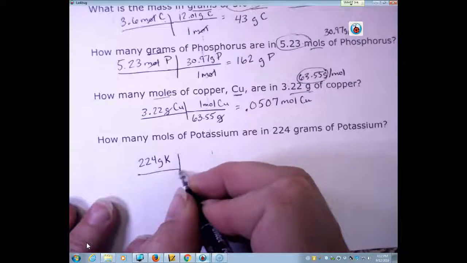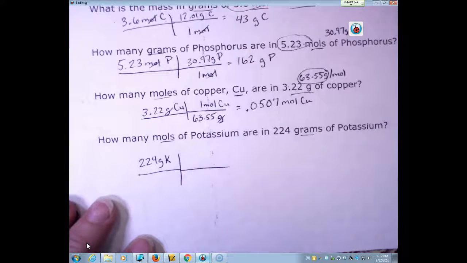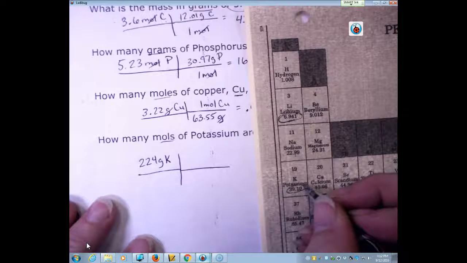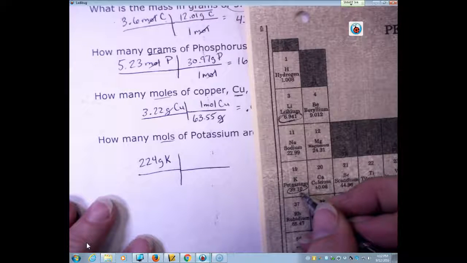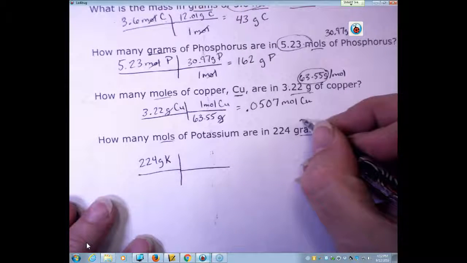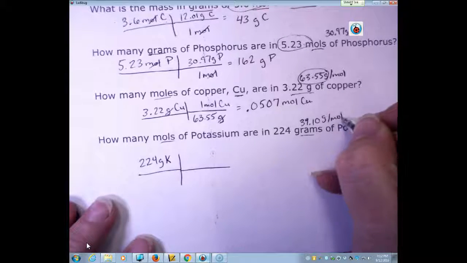And we're going to convert that to moles. So we're going to go from grams to moles. So we need to use molar mass. So we find potassium. Potassium is right here, 39.10 grams per mole. Gram is here.